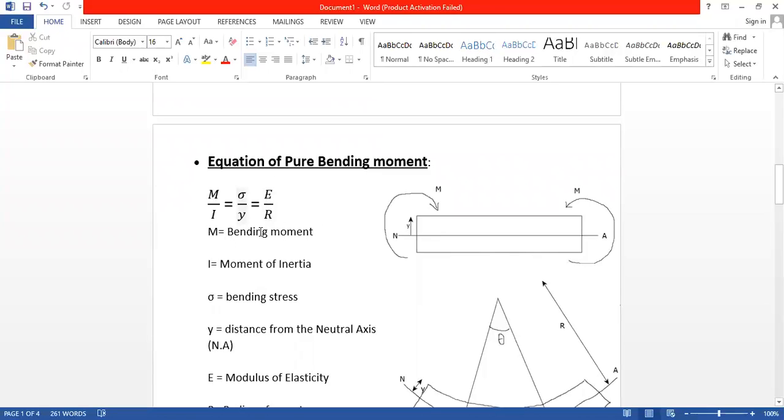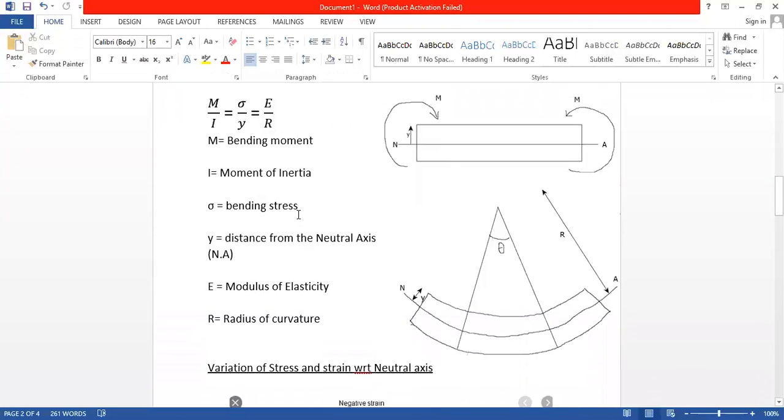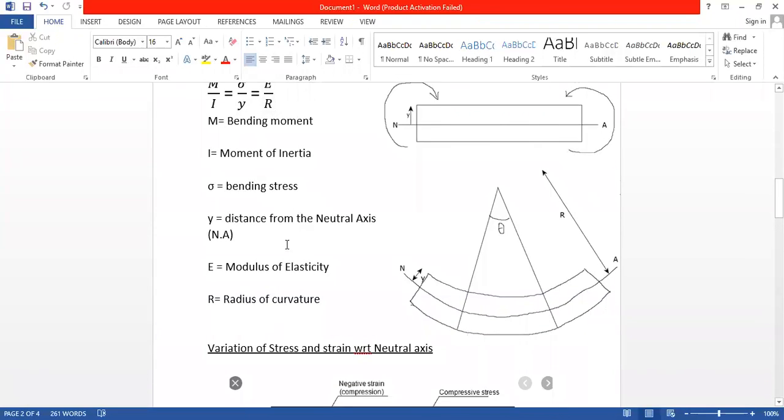Now we have this expression, which is E by R. What is E? E is the modulus of elasticity. And from the simple stress-strain topic, we know that modulus of elasticity is the ratio of linear stress to linear strain. And last, we have this value, that is R. What is R? R is the radius of curvature.